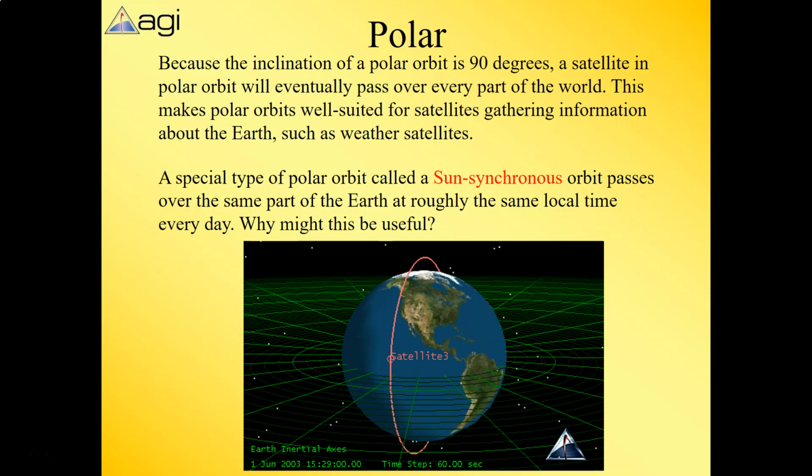Think back now to polar orbits. Because that inclination of the orbit is 90 degrees, it's constantly over the poles and will eventually pass over every part of the Earth. A special type of polar orbit called a sun-synchronous orbit passes over the same part of Earth at roughly the same local time every day. Think about why that might be useful. What if we're measuring air quality or the temperature of a certain area? The variations in those values, which would naturally occur due to the time of the day, can be eliminated with a sun-synchronous orbit.